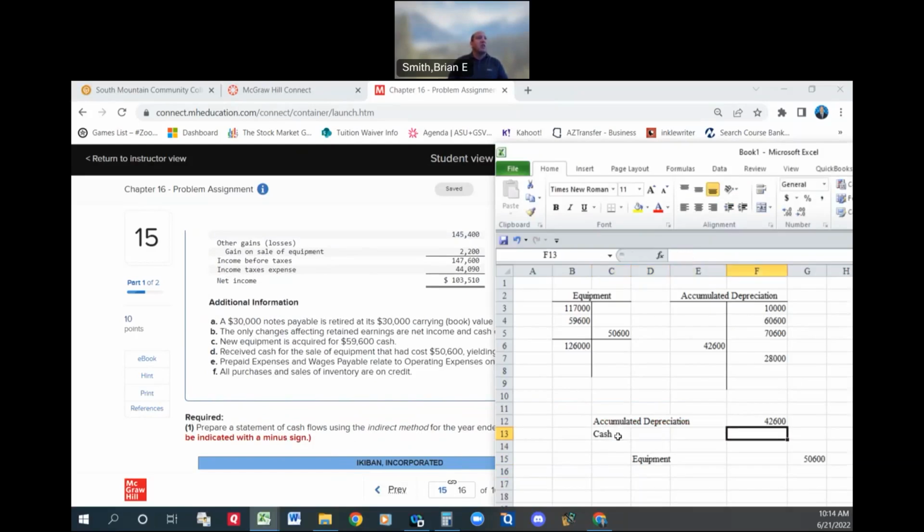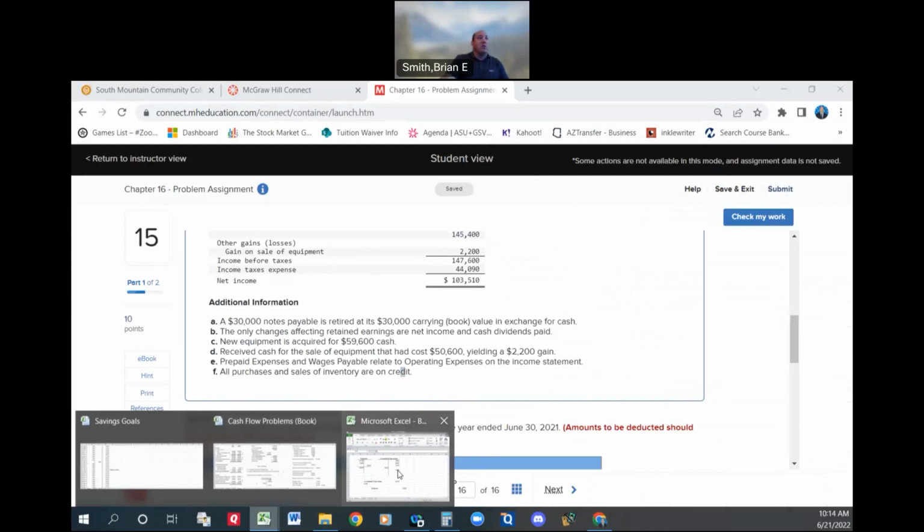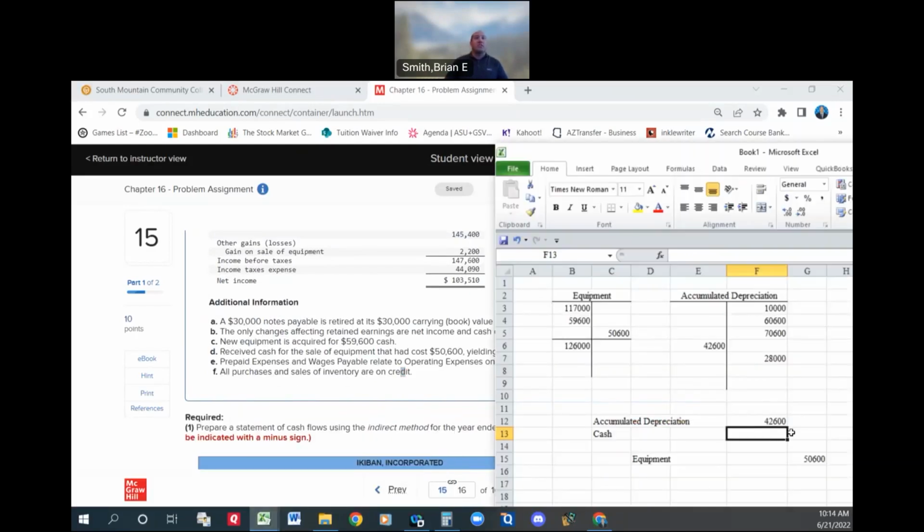Oh, we received cash for this, yielding a $2,200 gain. Okay, so we received cash, and then we said that we had a gain of 2,200. So what we're going to do is take, oops, minus that. So the cash we received was $10,200 from the sale of that equipment. That's what we're looking for when we're doing this.